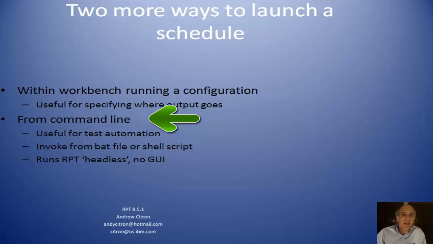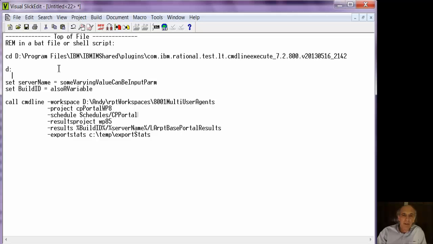The other way to launch a schedule is from the command line, and that's used for test automation. You invoke it from a batch file or shell script, and RPT runs without the workbench GUI being shown in that case. So let me show you an example of a batch file that I have that launches a schedule.